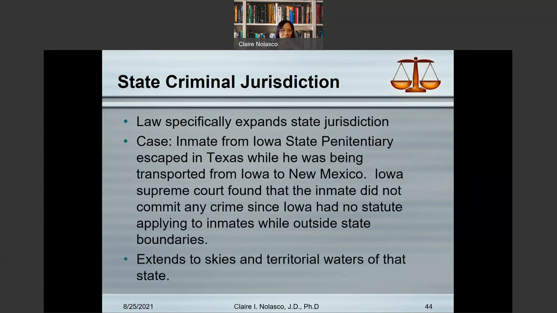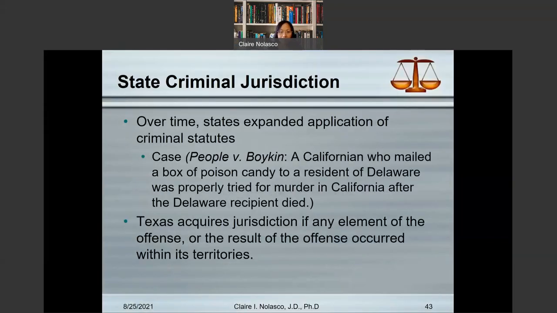And I think this would illustrate an example. So in Texas, if the result of the offense was committed in Texas, then it would be subject to Texas law. Now let's look at this example given in the book.